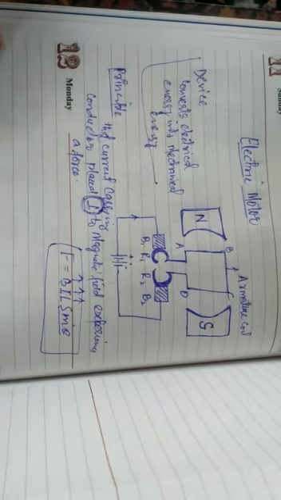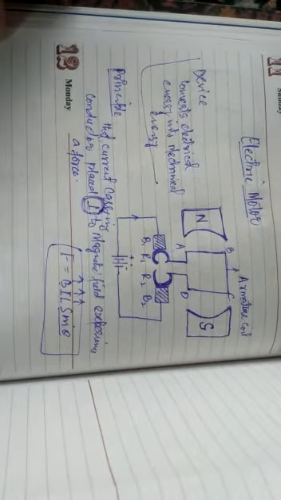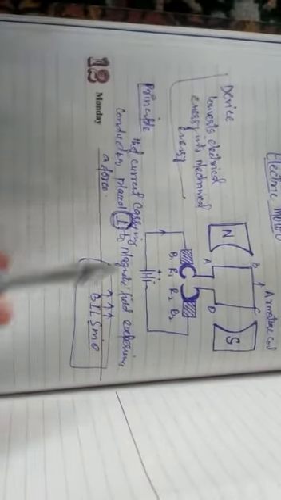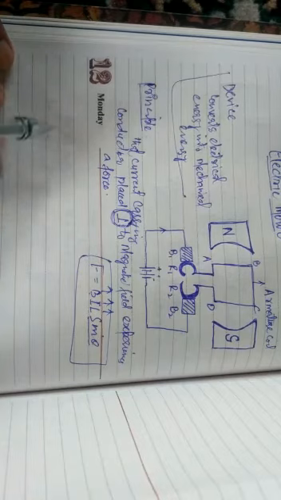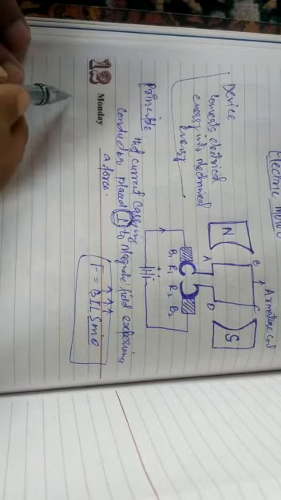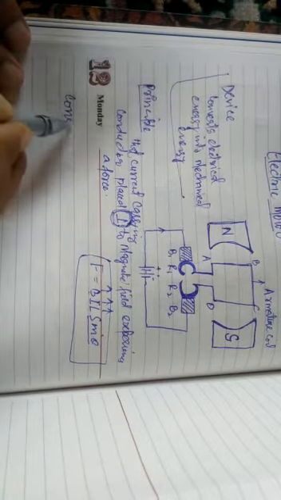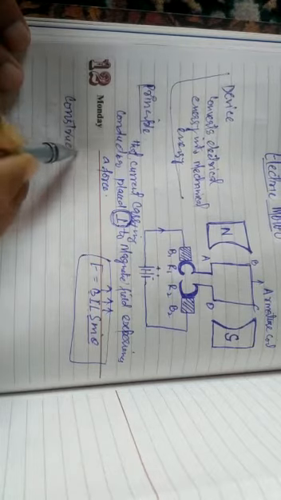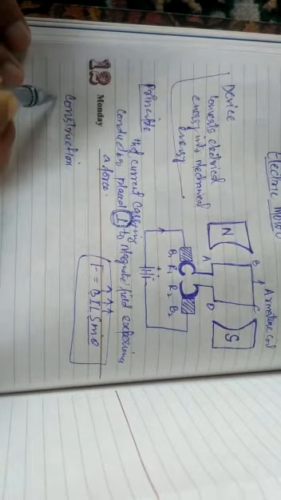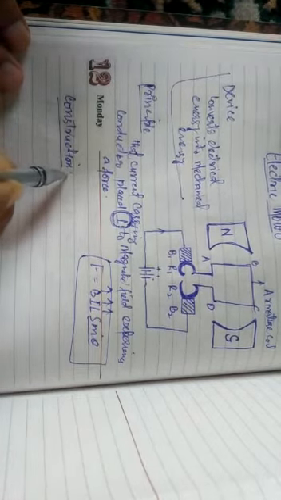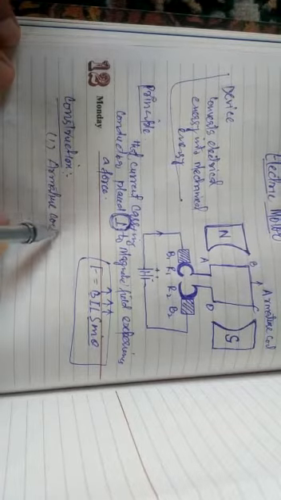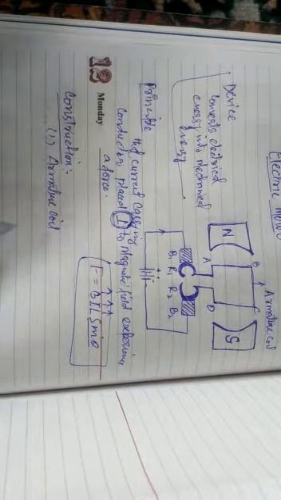Now, after having its principle and the definition of electric motor, we will have now construction. We will have the terms related to construction. What comes in the construction? The first point is the armature coil. What is armature coil?